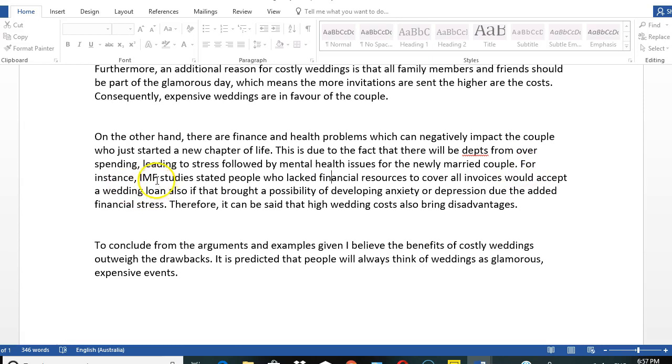For instance, IMF studies, IMF, International Monetary Fund. I guess you mean this. If you do mean this, you have to spell it out. I recognize this acronym, but what if someone doesn't? And people don't really have to sit and recognize acronyms. Please make sure that you spell out your acronyms.